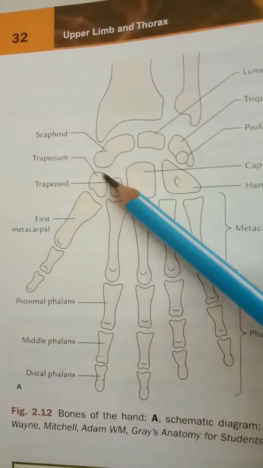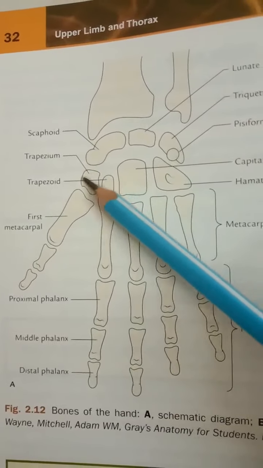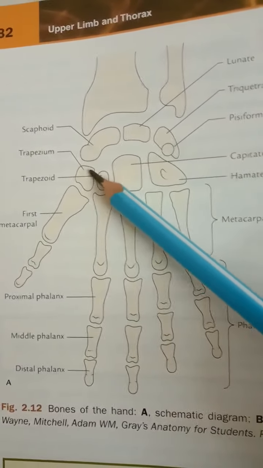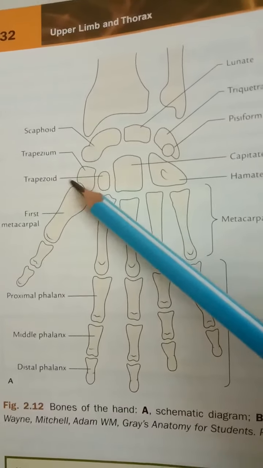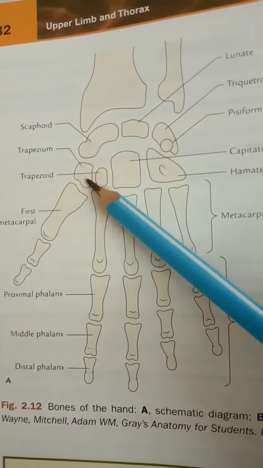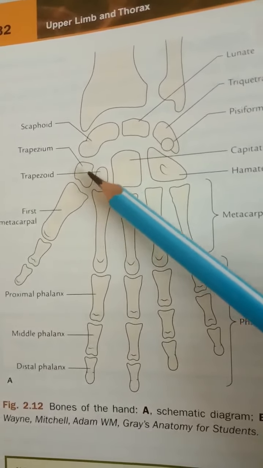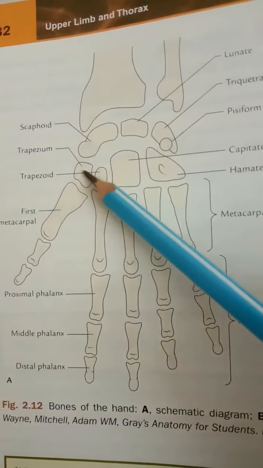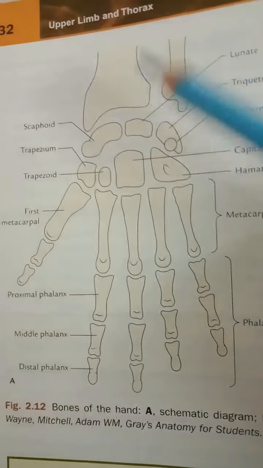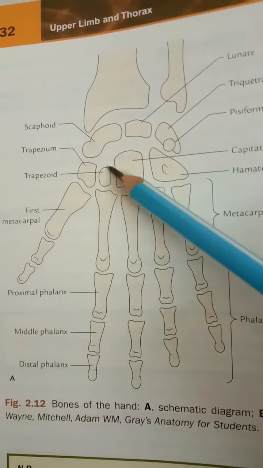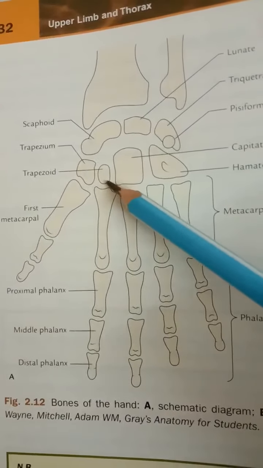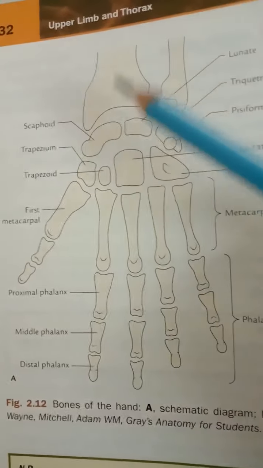Then next to it is the trapezium. The trapezium is quadrilateral in shape and it has a groove and a crest or tubercle on the palmar surface. Then the trapezoid, this one. It is a shoe shaped bone. Then the capitate, this one.